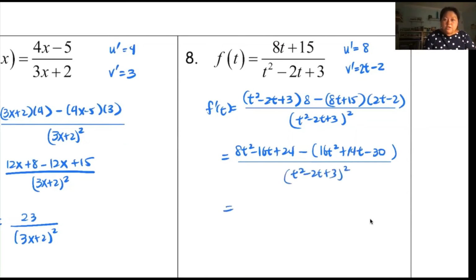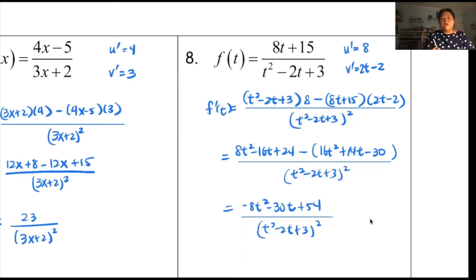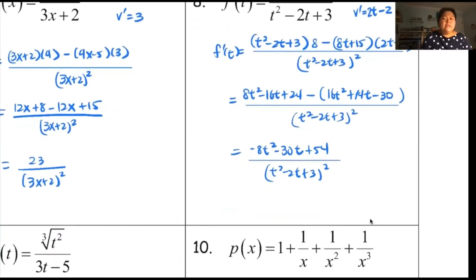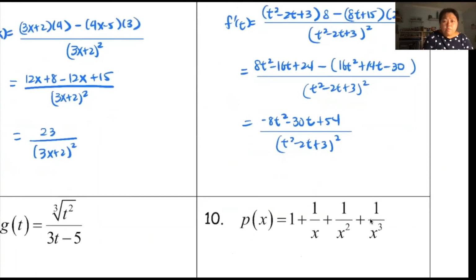Okay, so if you distribute and add them up, you have 8t squared minus 16t squared, so negative 8t squared. Negative 16t minus 14t, so minus 30t. 24 minus negative 30, so plus 54, all over t squared minus 2t plus 3 squared. This one won't factor. Most likely these don't factor out, but again, if you want to, it doesn't hurt.